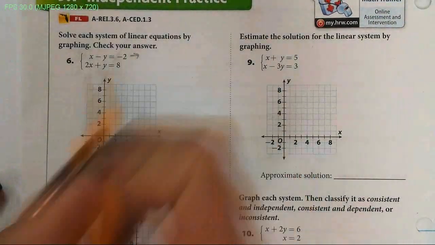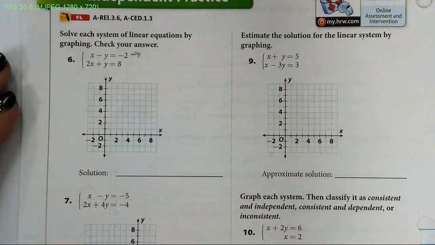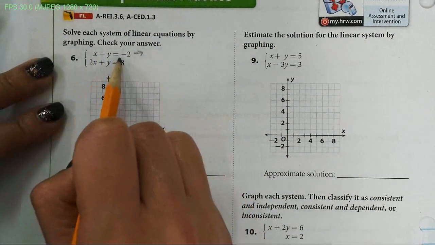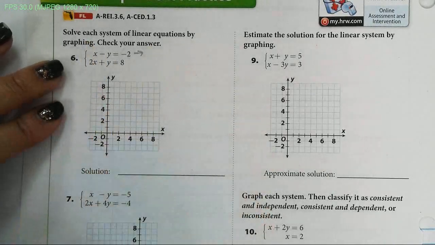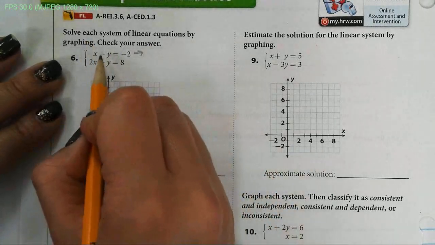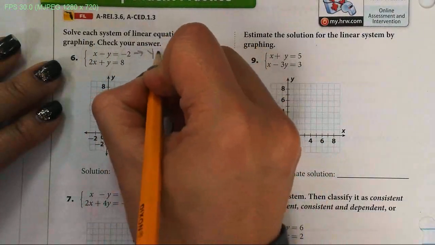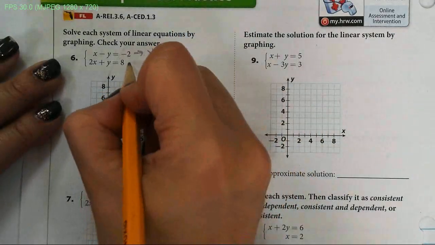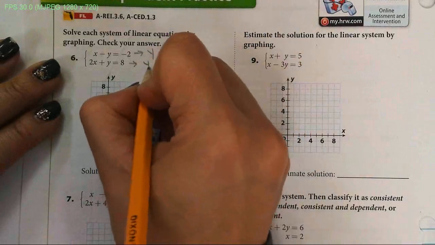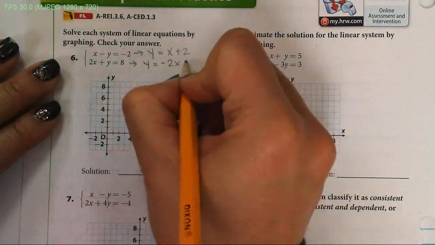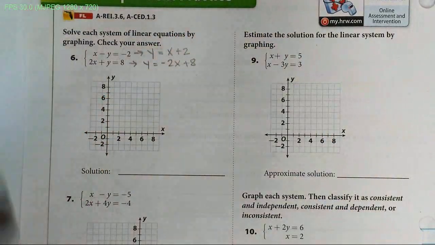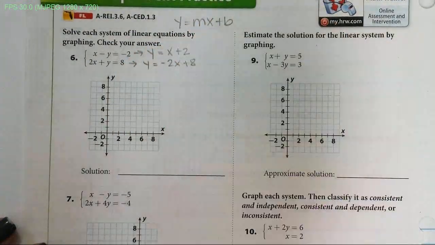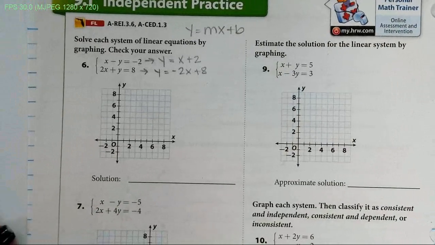Over here, if you were to rewrite this equation, you end up getting negative y equals negative x minus 2, and then you divide everything by negative 1. So you have y is equal to x plus 2. And this one here, when you rewrite it, you have y is equal to negative 2x plus 8. So again, I'm just writing it into slope-intercept form, which is y equals mx plus b.